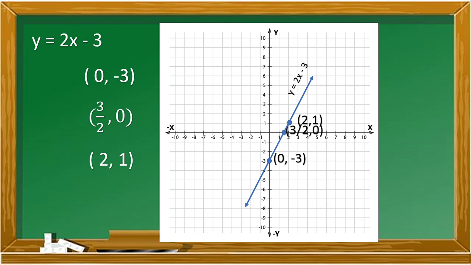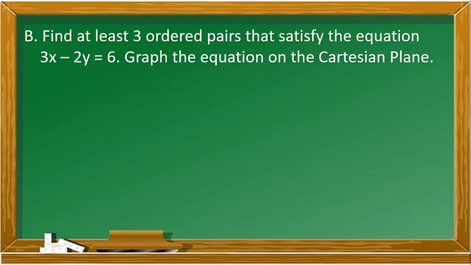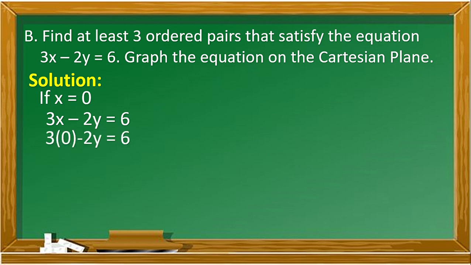Now, for our second example, let's find at least three ordered pairs that satisfy the equation 3x - 2y = 6, and then graph the equation on the Cartesian plane. For our solution, if x = 0, then 3x - 2y = 6. Let's substitute the value of x by 0. We have 3 times 0 - 2y = 6. So 3 times 0 is 0, and then let's bring down -2y = 6.